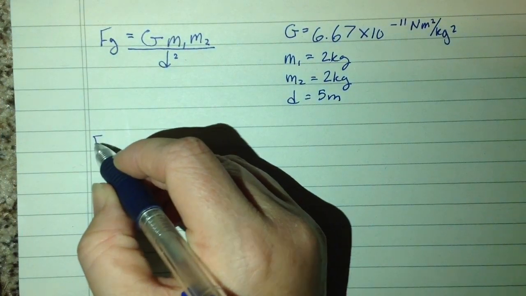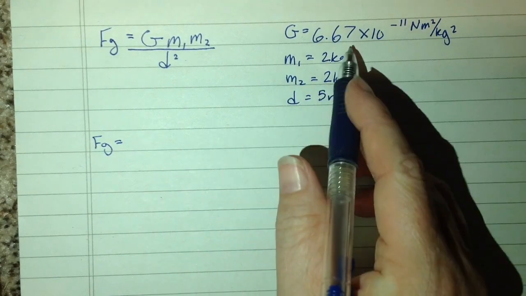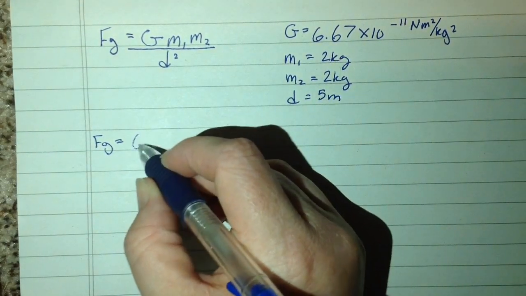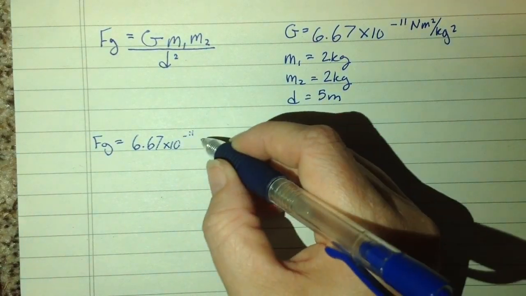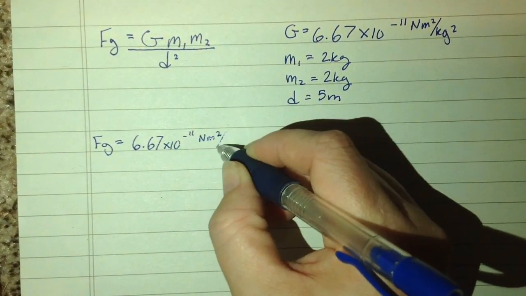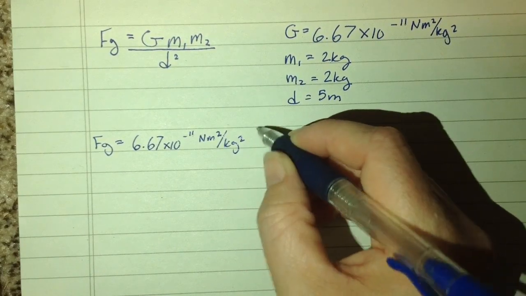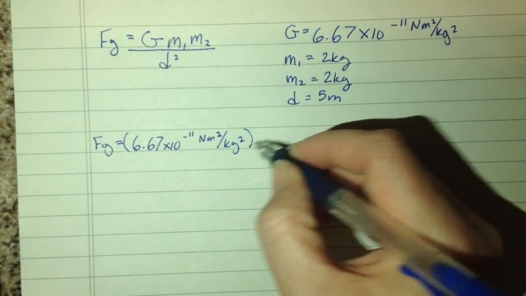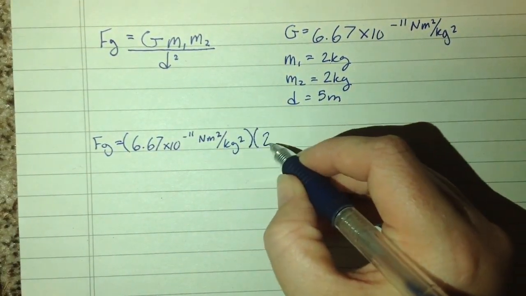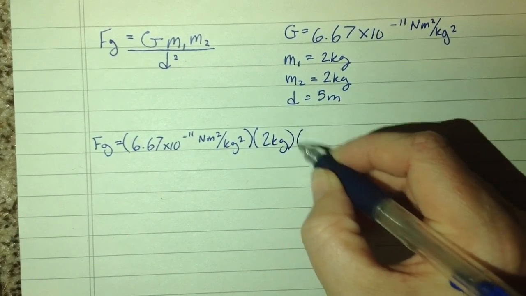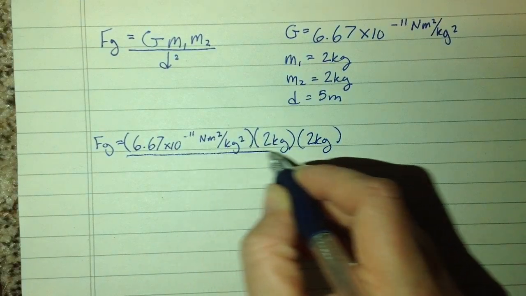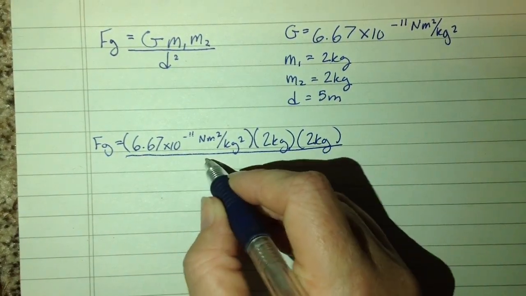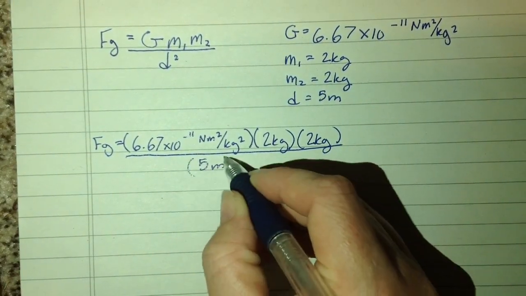So the force of gravity equals our gravitational constant, 6.67 times 10 to the negative 11 newtons meters squared per kilograms squared, times m1, which is 2 kilograms, times m2, which is also 2 kilograms, divided by the distance between them, 5 meters squared.